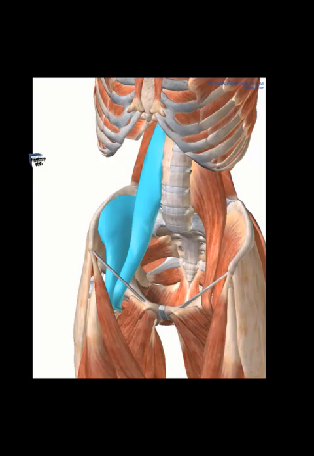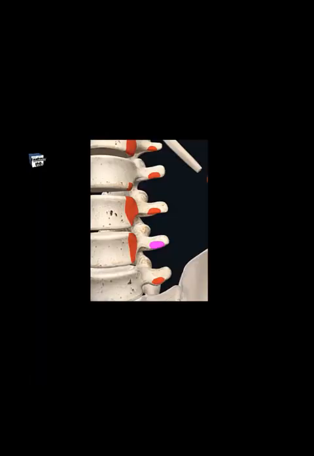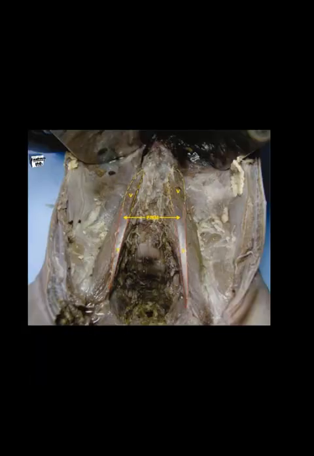The iliacus also comes along with the psoas major and psoas minor, and attaches to the lesser trochanter. Here we will give a brief idea about the iliacus. The iliacus is a flat and triangular muscle which fills the iliac fossa. It arises from the upper two-thirds of the fossa and from the inner lip of the iliac crest.